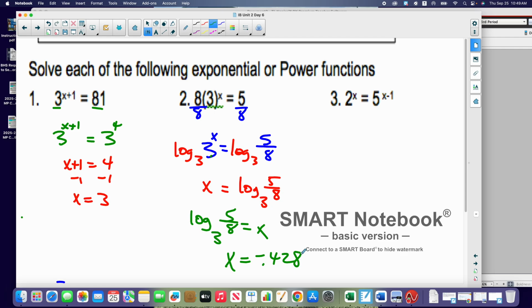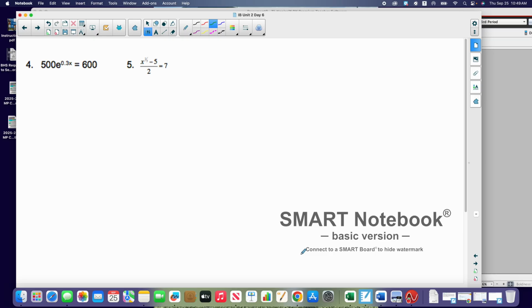All right? Everybody okay with that? So we can see we can solve it by hand, or if we need to, we can use our logs to solve it. Okay? Let's try another one. I'm going to rewrite it because it's kind of hard to see. 500 e to the 0.3x is equal to 600.